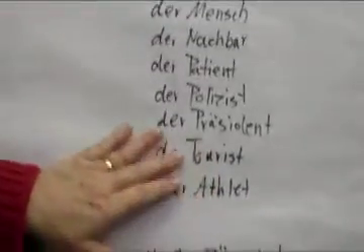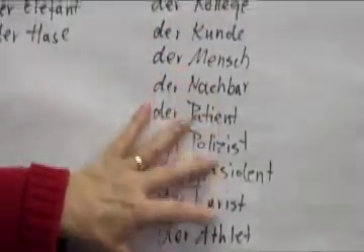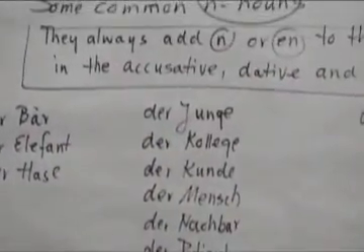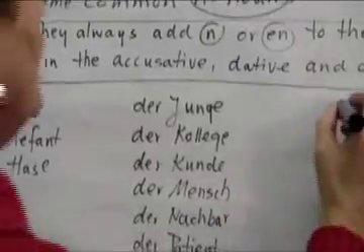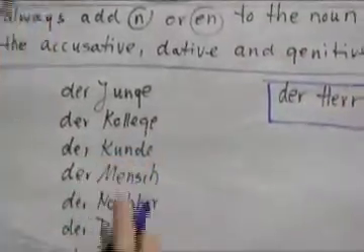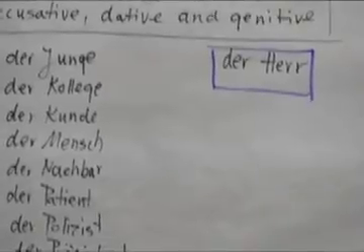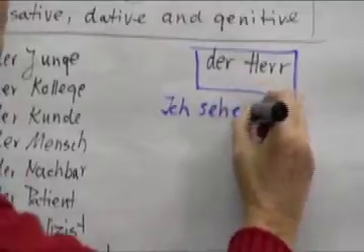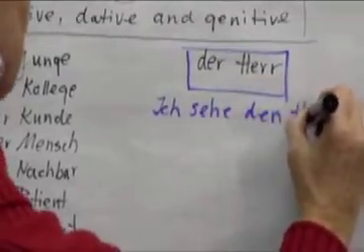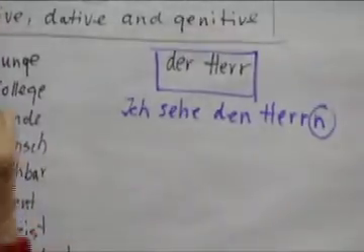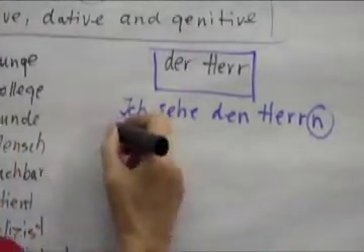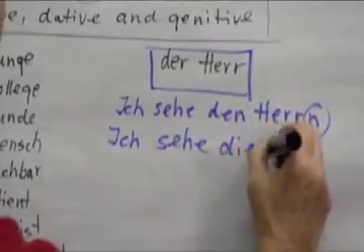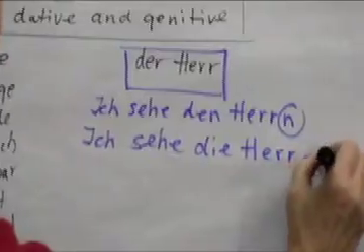What you have to do is memorize these words. Memorize them so you remember that you have to add an N or EN in the accusative, dative and genitive case. Now you notice that word Herr, I wrote it on the side here because the gentleman is doing something slightly different. So if we say, ich sehe den Herrn, it just gets an N. However, if we say that you see more than one gentleman, die Herren, then it gets an EN.